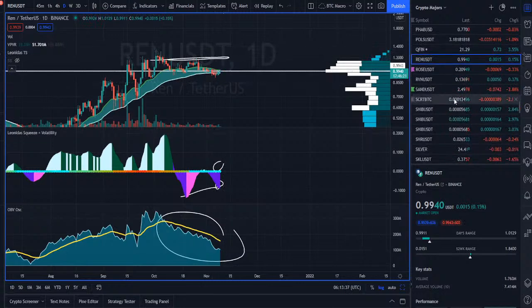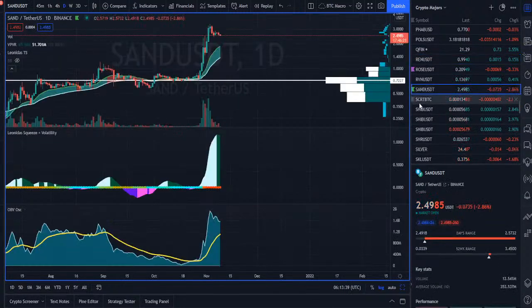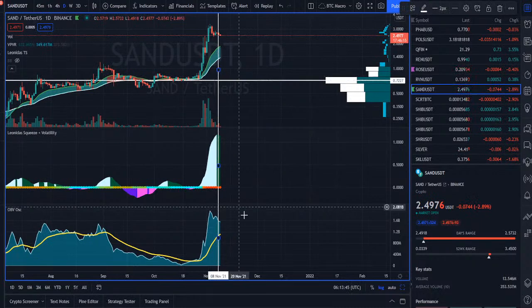Okay, so Sand, of course, no thank you. You know what this is? No thanks. Wait for the pullback if you want to enter in this.